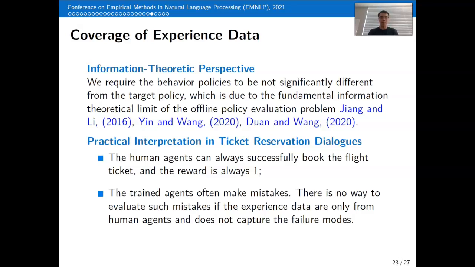To understand this limitation, we can consider a scenario in ticket reservation dialogues. The human agents can always book the correct flight tickets, and the reward will always be 1. In contrast, the trained agents often make mistakes. There's no way to evaluate such mistakes if the experience data are only from human agents and do not capture any failure mode.